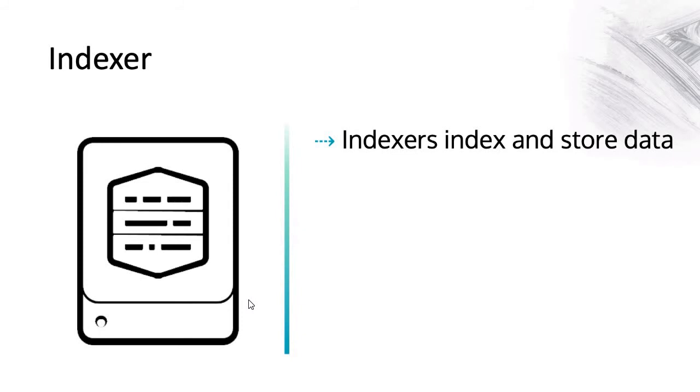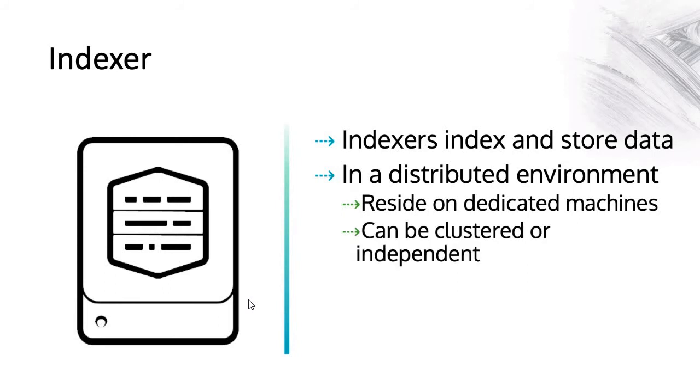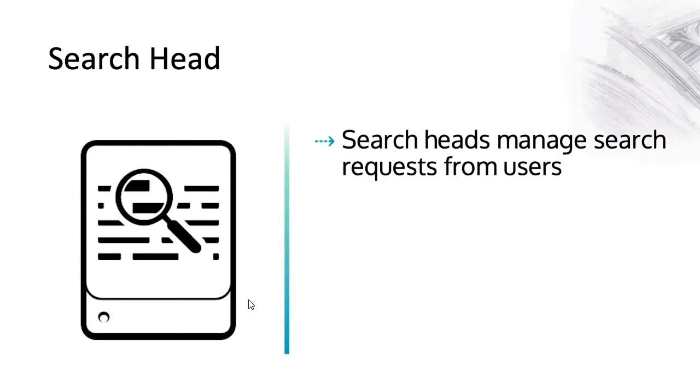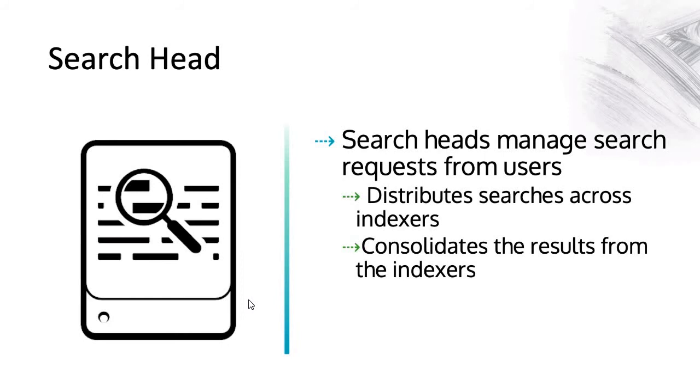These three are the brief differences that you can talk about for these two forwarders, universal forwarder and heavy forwarder. The indexers index and store the data in a distributed environment, reside on dedicated machines, and can also be clustered or independent. Clustered indexers are known as peer nodes. What is search head? Search head manages search requests from the users, distributes the searches across indexers, and consolidates the results from the indexers.